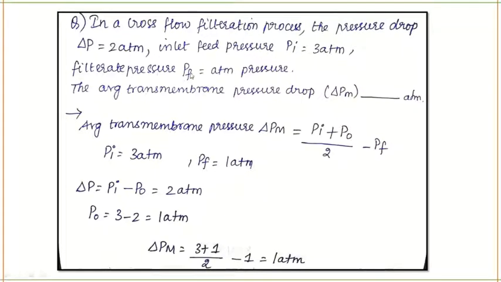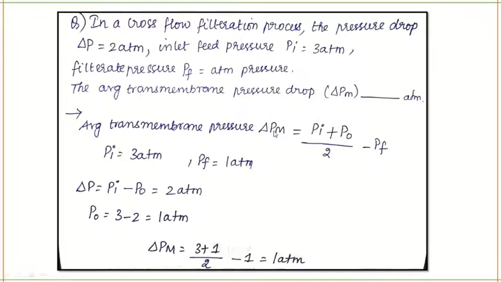Filtrate pressure PF is equal to atmospheric pressure, which is 1. The average transmembrane pressure drop, that is delta PM, they've asked. So you have to note down the formula for this question. Okay, you have to remember the formula to solve.